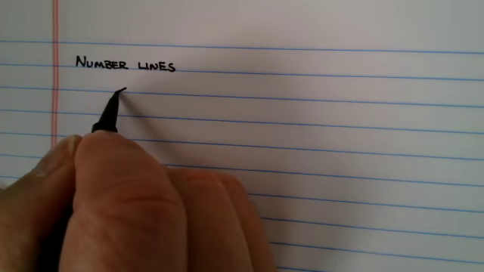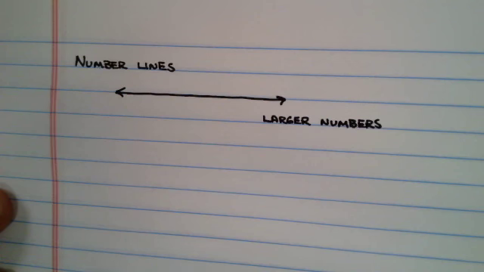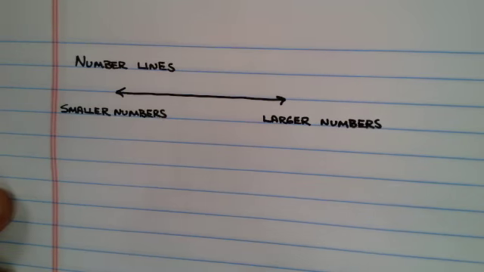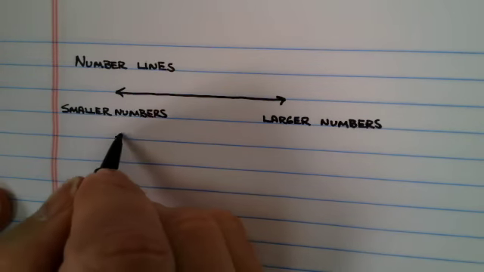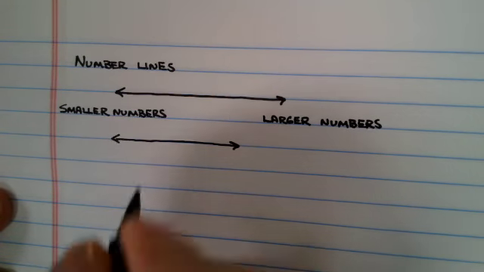Remember, when you've got a number line, larger numbers go on the right. Smaller numbers go on the left. I think most everybody has that. Sometimes people get confused when we deal with negative numbers.